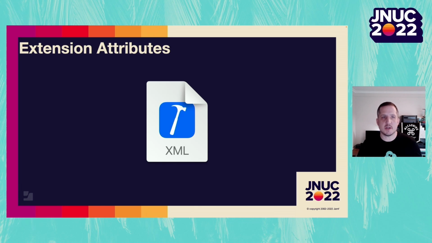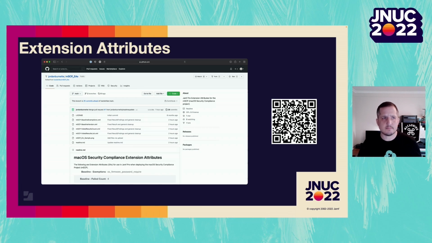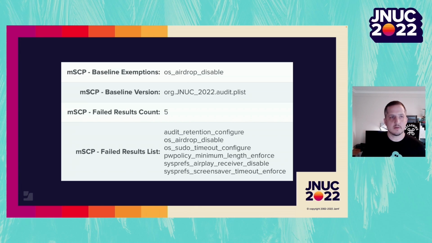Next are the extension attributes, which can be used to report on whether or not a system is compliant or not. The macOS Security Compliance Project is an open source project, and with that comes a great community. A member from our community, Jordan Burnett, has a couple of extension attributes on his GitHub page, which can be used to report on the following: what baselines a system falls under, are there any exemptions in place, what the failed count is, and what are those rules that failed.